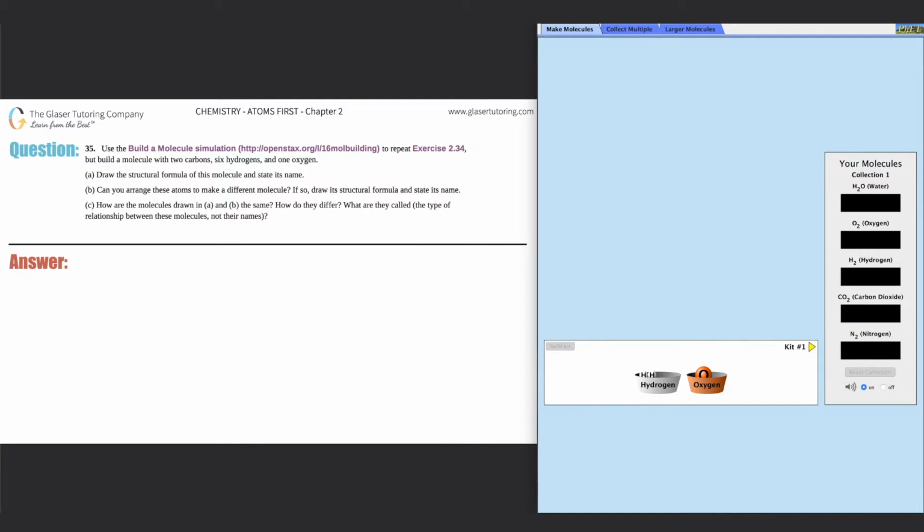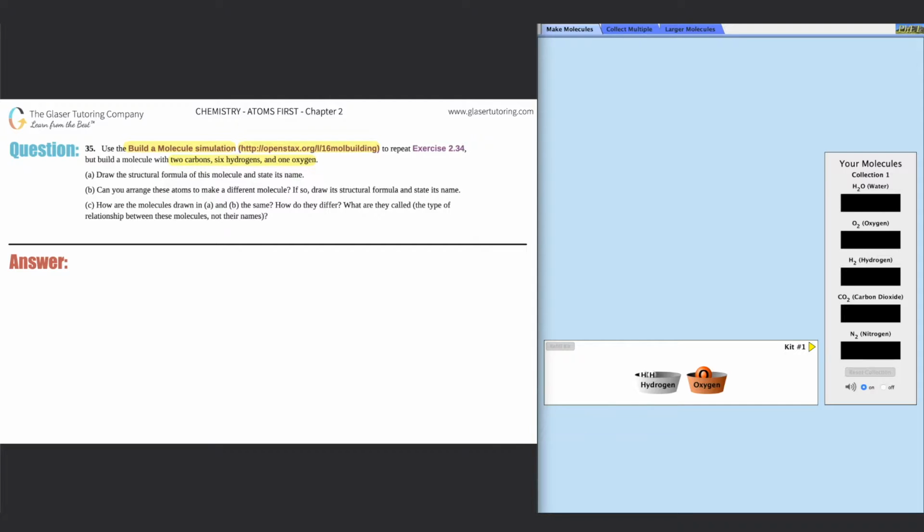Number 35. Use the Build a Molecule simulation, which is this link right here. I have the link in the description below if you need it, to repeat exercise 2.34, but build a molecule with 2 carbons, 6 hydrogens, and 1 oxygen.